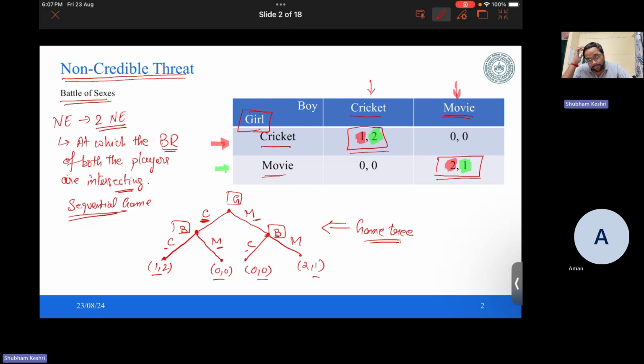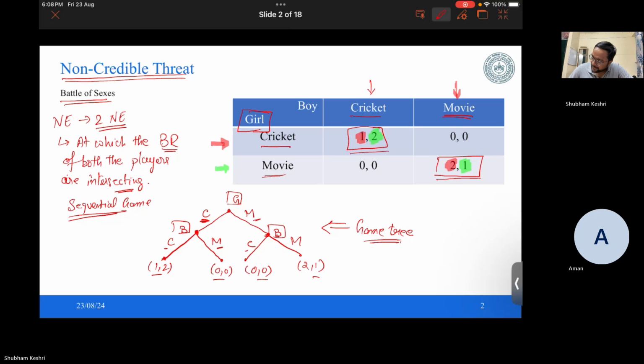All right. Now we will see, using backward induction, we'll find the Nash equilibrium of this game, or subgame perfect Nash equilibrium of this game. So we'll perform the task of backward induction. So at this subgame where the boy is playing cricket or a movie, you see the boy will get a utility of 1 if he plays movie. All right.